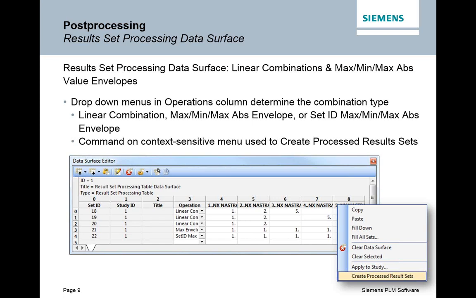So that's that whole on-the-fly concept for whether or not it's actually saved to the database. So here's what the data surface looks like. Again, it's going to be similar to your load combination spreadsheet. And once you have all of the data sets selected that you want to take into consideration, a spreadsheet-like form appears in the data surface editor dialog, and here you can determine the type of combination in the drop-down menus of the operation column. The types of combinations include linear combinations, max, min, absolute envelopes, and the like.